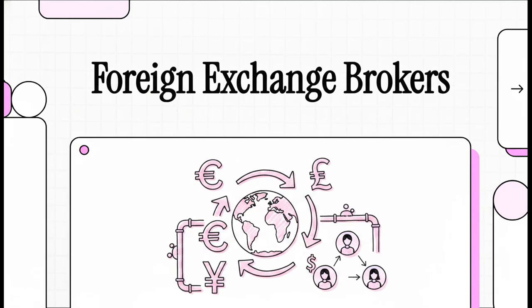Welcome to this explainer. Today, we're going to demystify exactly how everyday retail traders like you and me actually access the massive, incredibly fast-moving world of global currency trading. It is a fascinating system, and by the end of this, you're going to understand exactly how the plumbing of the global financial market works for the individual investor.